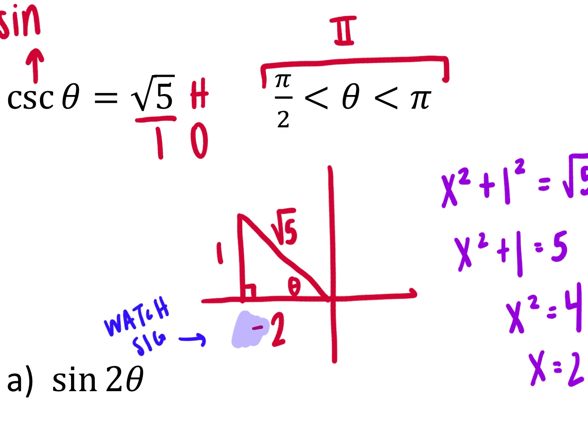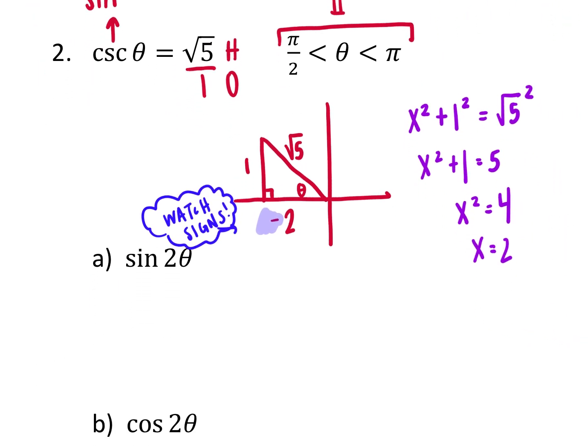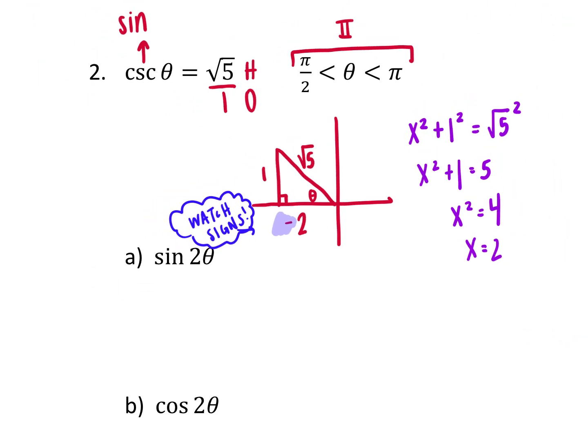Pythagorean theorem is always going to give you a positive answer. When you put your leg on the triangle, you need to check to see if it should be a positive or negative leg. Otherwise, your whole answer will mess up. So now we got a different triangle.